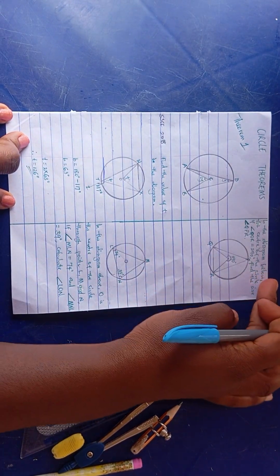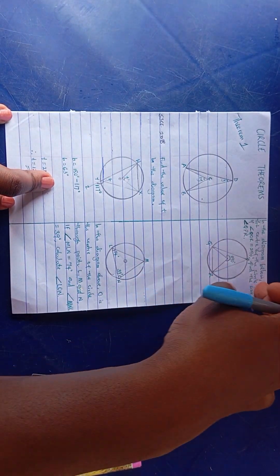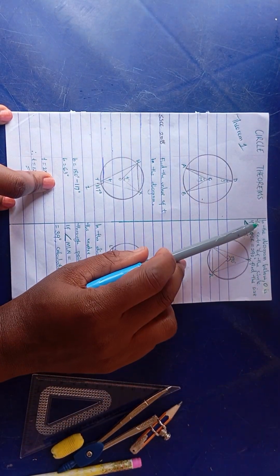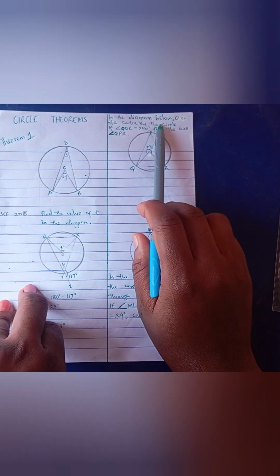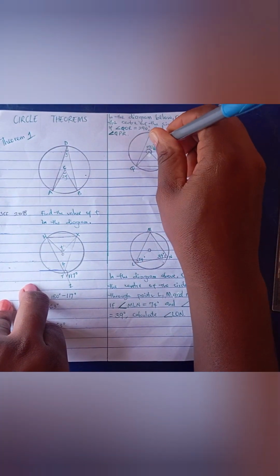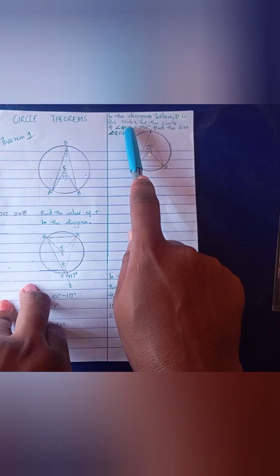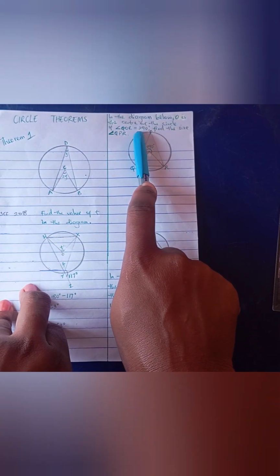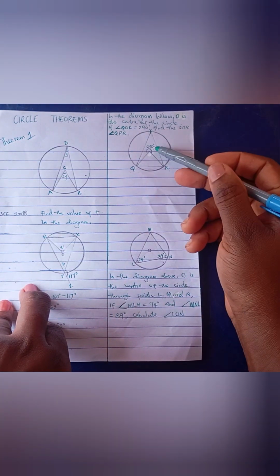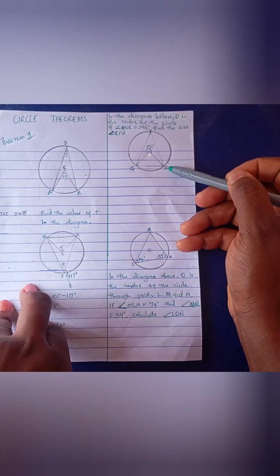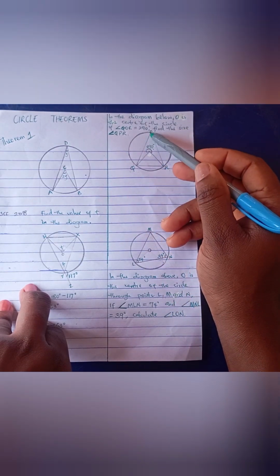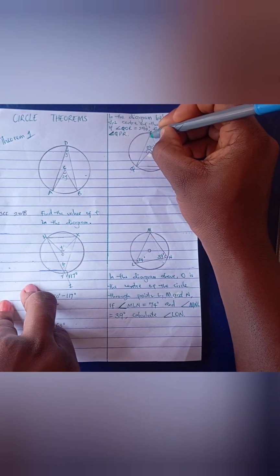Okay, I will give you homework now. These 2 questions, you solve any one of your choice and send your answer in the comment section. The first question says, in the diagram below, O is the center of the circle. This is your O. If angle QOR is equal to 290 degrees, find the size of angle QPR. Practically, this is the angle you are to find.